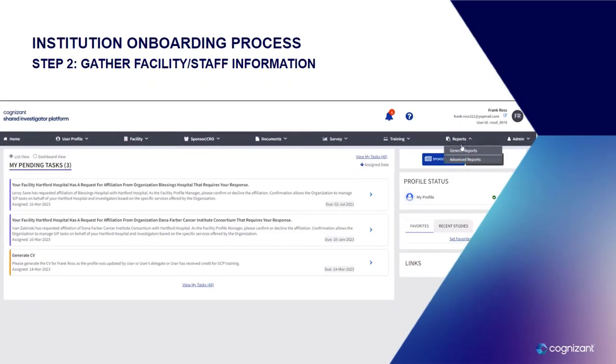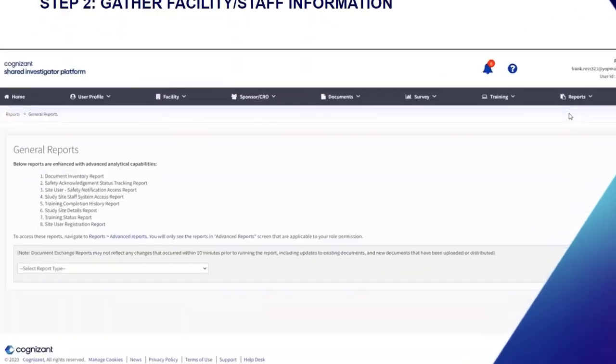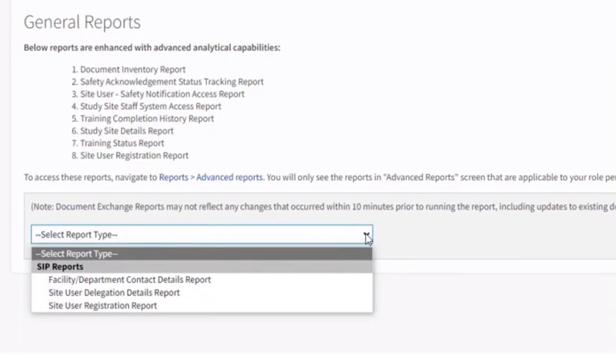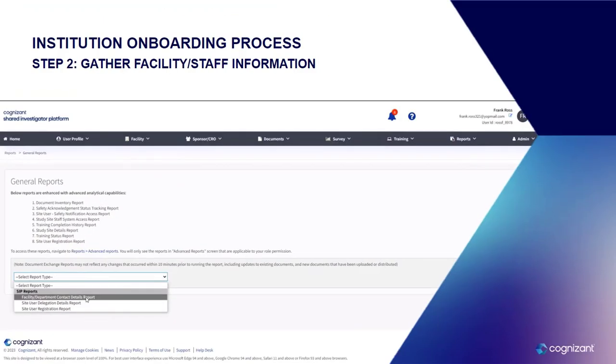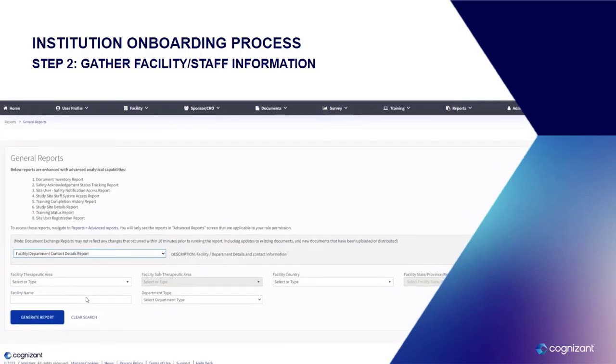Before meeting with the institution, you should understand if anyone from the institution is already in SIP. Generate a list of facilities that are already in SIP. Identify any staff who have already registered or have been sent invitations.